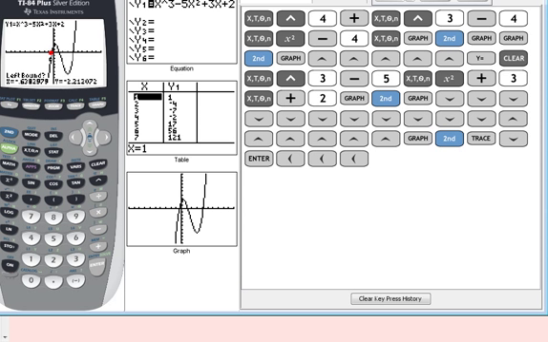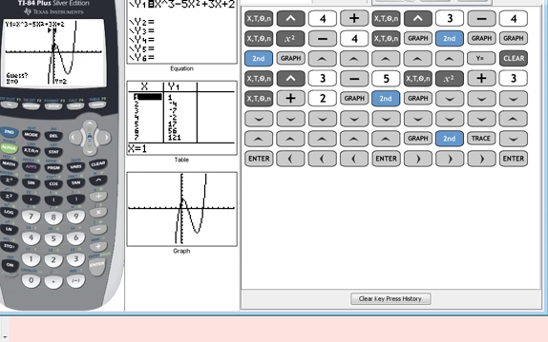My cursor is slightly left of the zero, so I'm going to press enter right here. Now it asks for a right bound, so you want to get to the right of the zero. I'm going to press the right button a few times, and right here, approximately, I am now right of my zero. Okay? I went past my zero, so I'm going to press enter again. Now it tells you to guess.